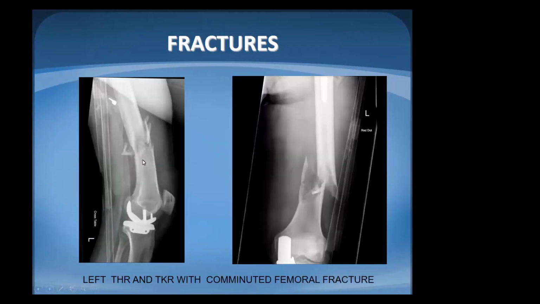This is another fracture. You can see the total hip replacement and a patient with a unicondylar knee replacement would have a fracture basically to the shaft of the femur here. And this will need major intervention.